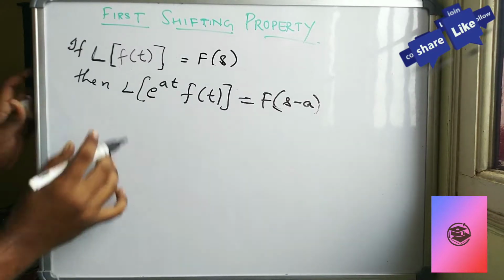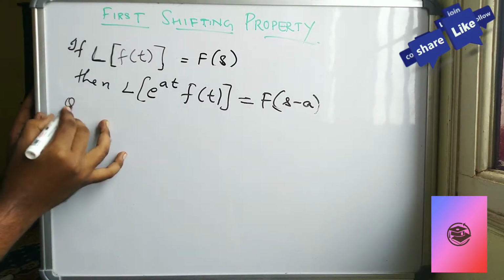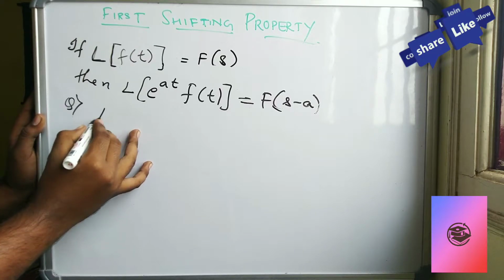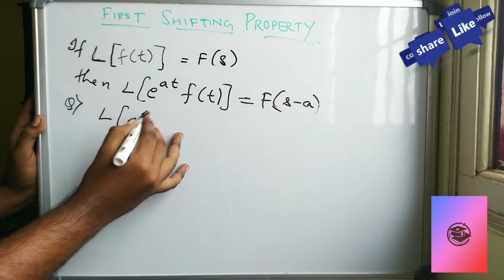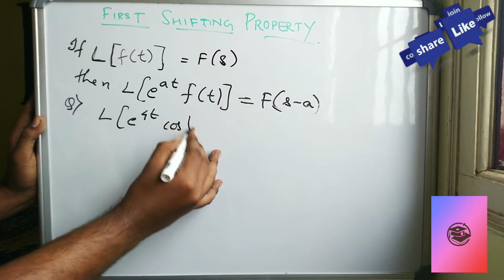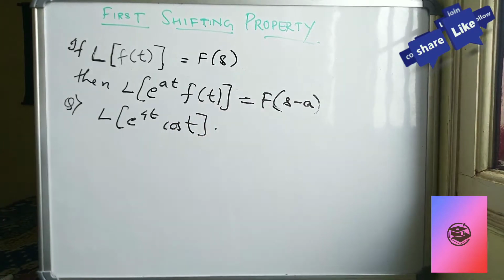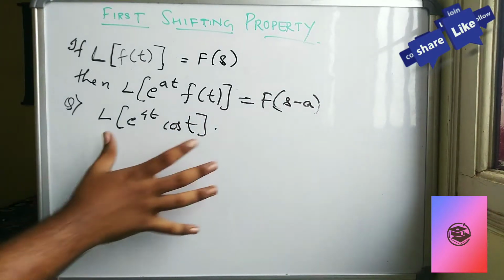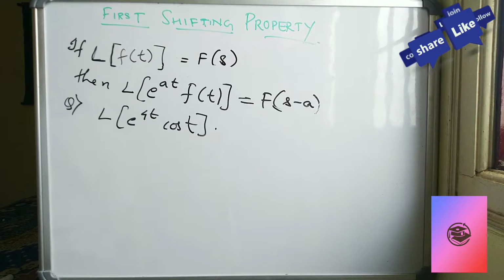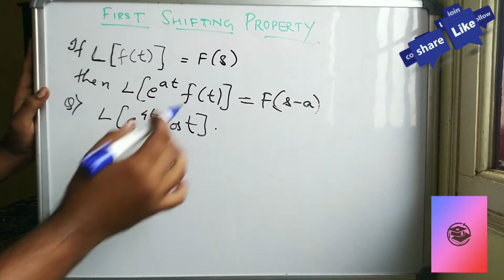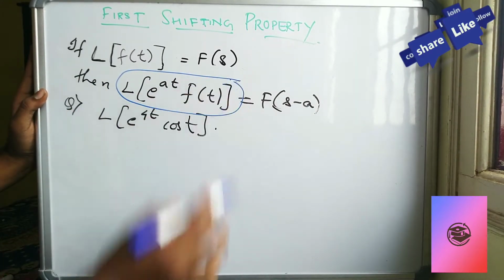So we'll take one more problem. Laplace transform of e power 4t into cos t. So this is the question. You have to find the Laplace transform of this function. Here, first thing I already said, you have to compare this with this term.